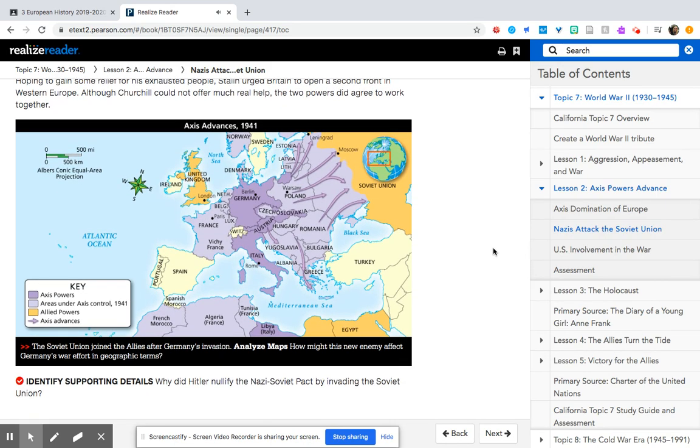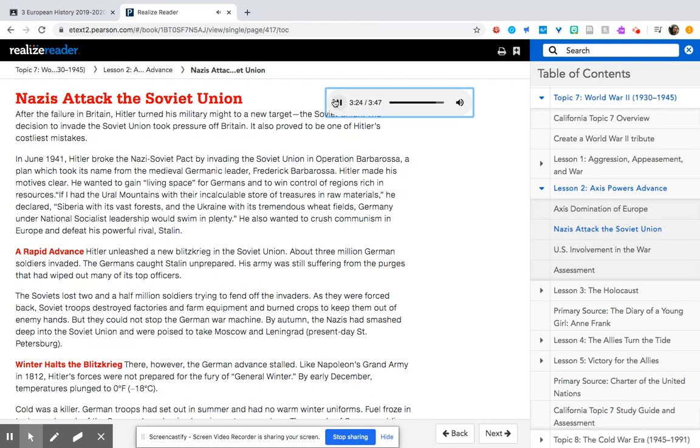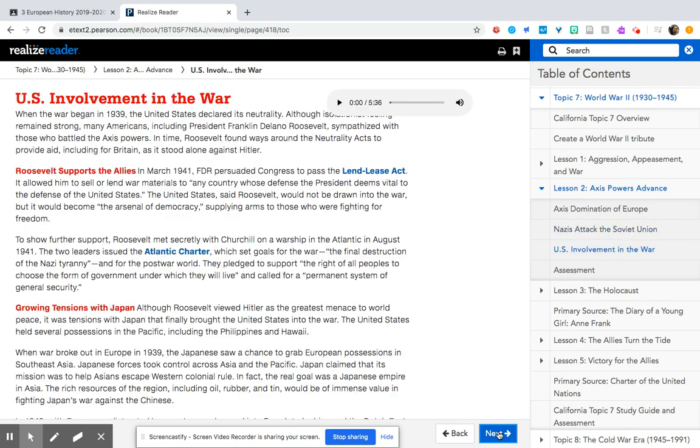Identify supporting details. All right. Why did Hitler nullify the... And I believe the next page will be the last one. Yes, U.S. involvement in the war.